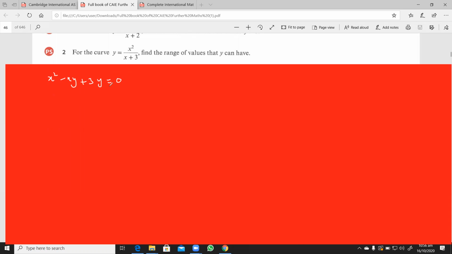Now this is a quadratic equation in x where your a is 1, your b is minus y, and your c is 3y. If you put the discriminant as negative, you can determine the values that y cannot have. Then you will find its complement, and that will be the answer to this question. So b squared is y squared, minus 4ac, that is minus 12y.